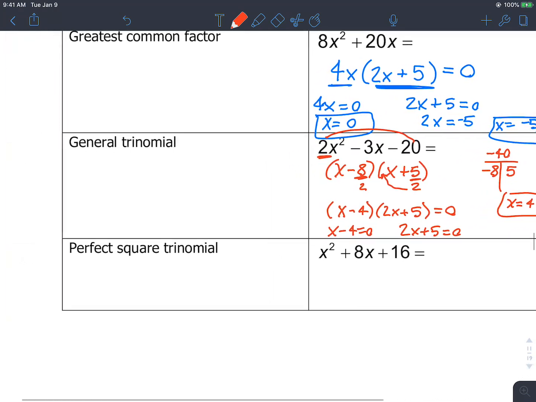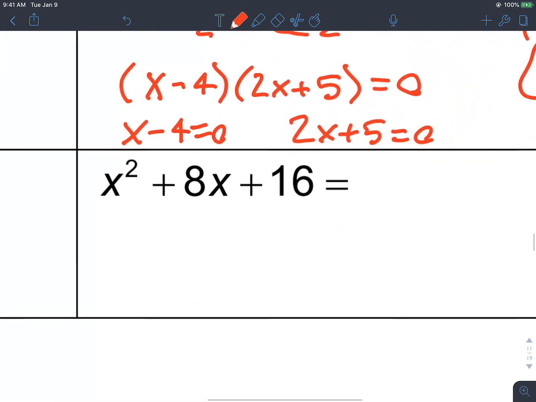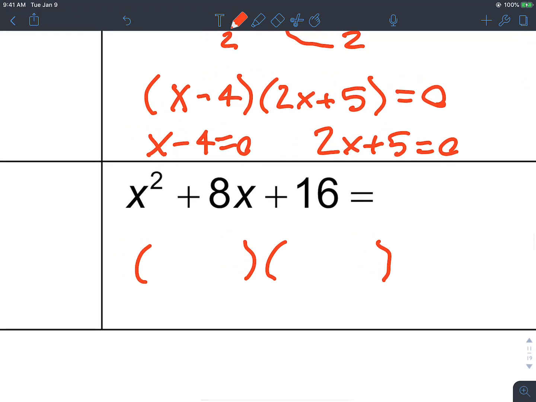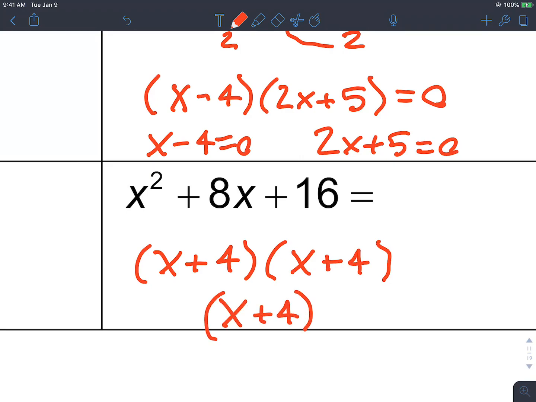Now you have certain trinomials that you can factor, and these are called perfect square trinomials. Notice here, you have a perfect square there, you have a perfect square there, and if you take half of the perfect square times 2, that should be that middle term. When this happens, the factors are both going to be the same thing. So most of the time we're going to skip to this right here. We're going to call this x plus 4 squared.